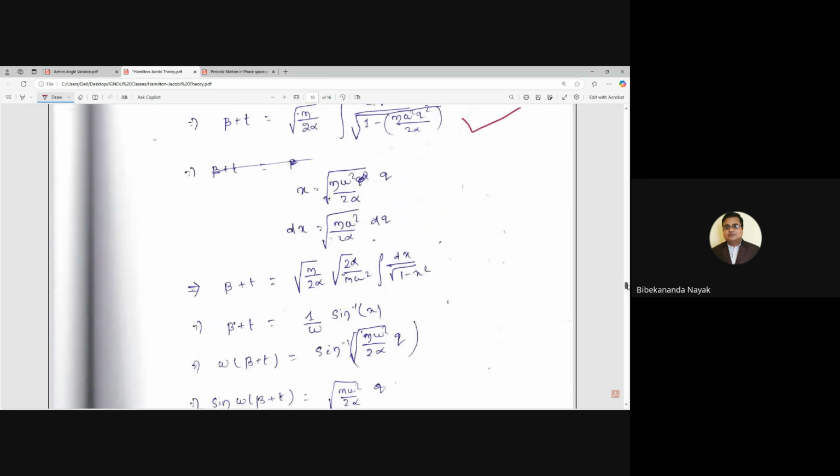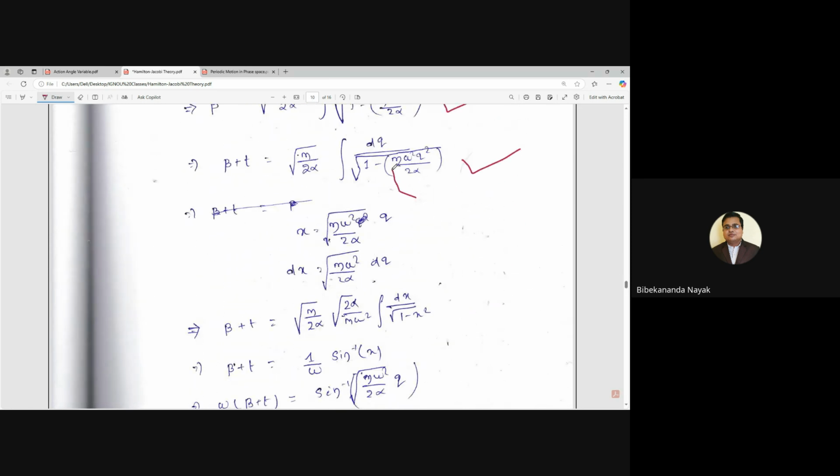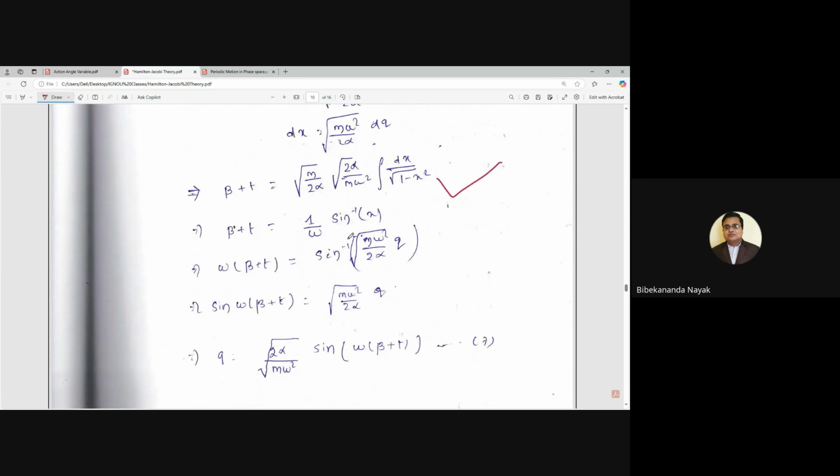And we have to integrate it. For integrating it, we have to take x, dx, this, then a normal form integration gives you sin inverse x, meaning sin inverse of m omega square by 2 alpha root over q. So sin omega (beta plus t) is equal to this. So that q is equal to the square root of 2 alpha by m omega square, times sin omega (beta plus t).